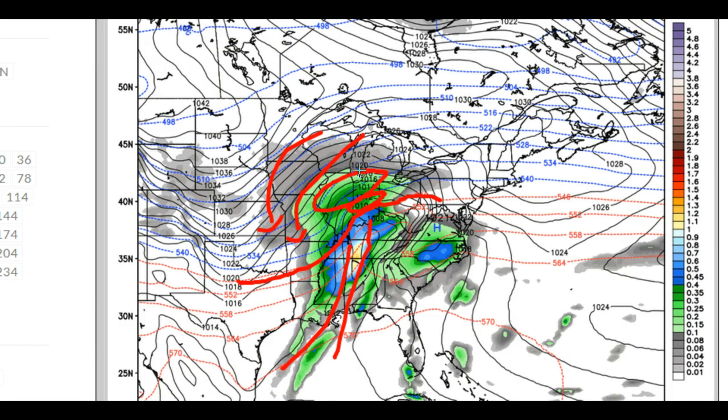This run is, okay? I cannot tell you enough to please bear with us, because if these tracks wobble this way or this way, it's the difference between rain, ice, or snow. I just want you to be patient with me.